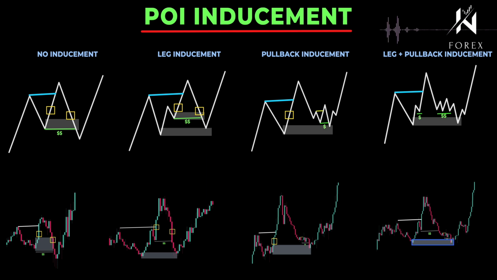You need to know exactly what your mechanical definition is for when and where inducement builds. You need mechanical rules for that. How close to your POI does it need to be? When is it relevant and when is it not? What time frames is it relevant on? Can you use it on your lower time frames? In which phases of the market does it apply?